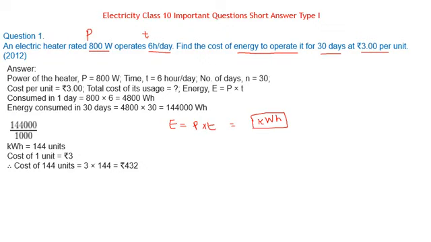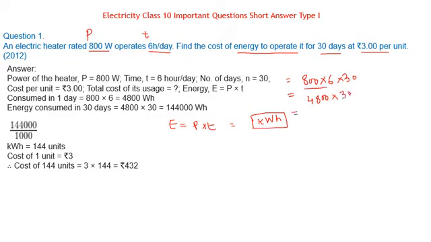Power is given 800, so 800. Time is given in hours, 6 hours, so I'll keep hours as it is. And that is for 30 days, so multiply 30 also with this. What I'm getting over here is 800 into 6 into 30, 4800.